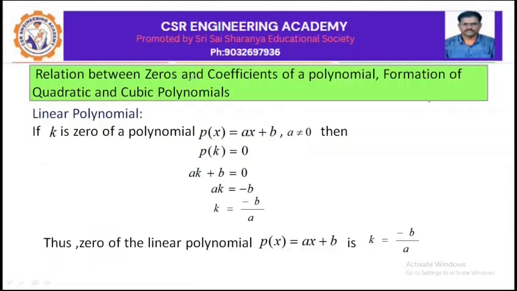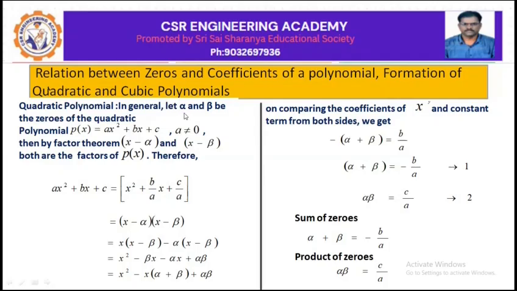Relation between zeros and coefficients of a polynomial, formation of quadratic and cubic polynomials. Linear polynomial. If k is a zero of a polynomial p of x is equal to ax plus b, a not equal to 0, then p of k equals 0. A into k plus b is equal to 0, ak is equal to minus b, k is equal to minus b by a. Thus, the zero of the linear polynomial p of x is equal to ax plus b is k is equal to minus b by a.